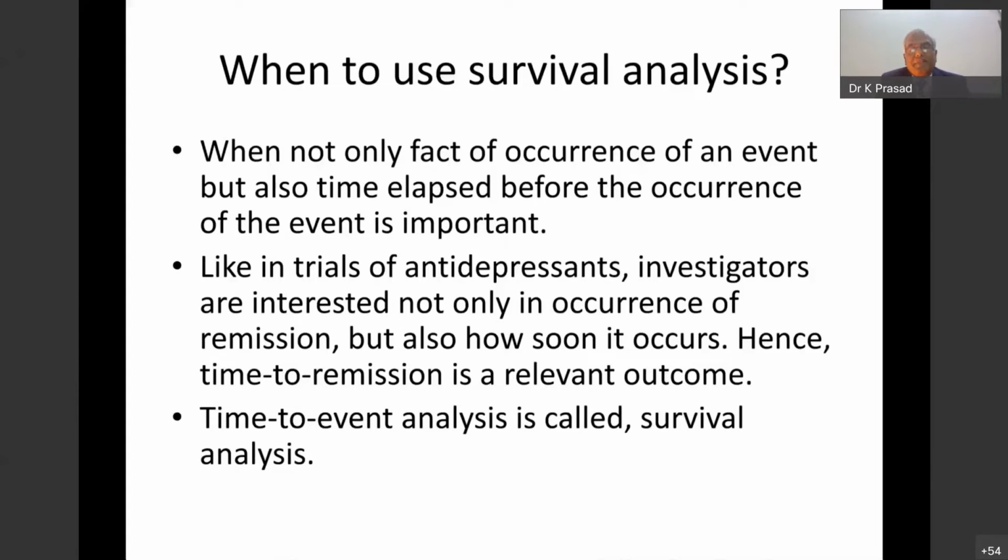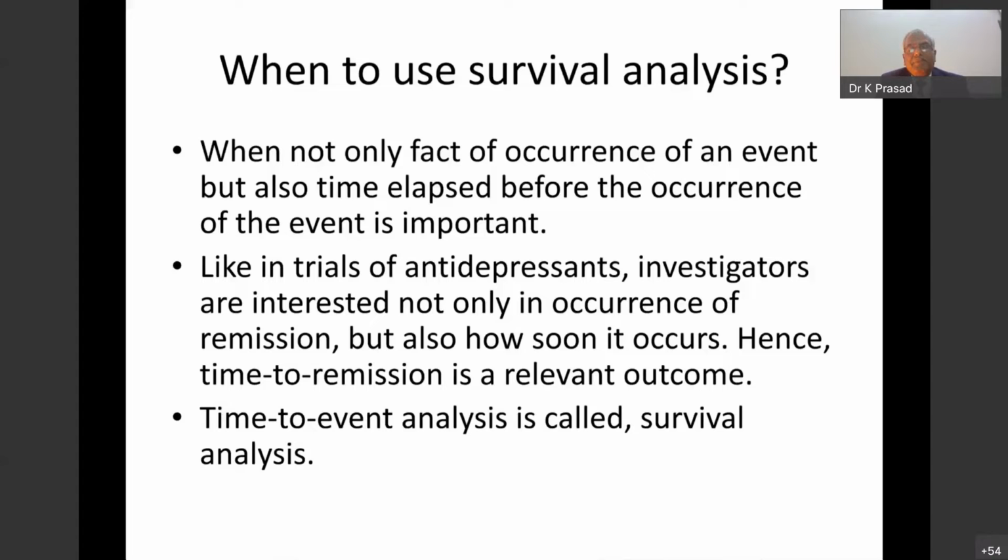In trials of antidepressant, investigators are not only interested in remission. People will get remission. But every now and then new antidepressant comes and they claim that remission is coming faster in our product, which means it occurs sooner than it occurs with the standard medicine. So time to remission becomes a relevant outcome. So that is the situation when you will use survival analysis.